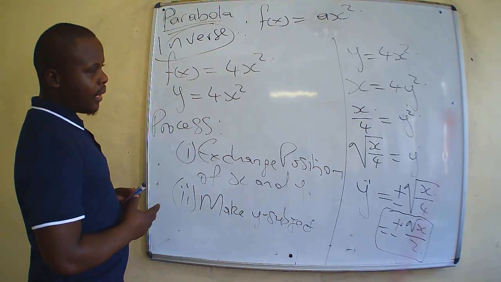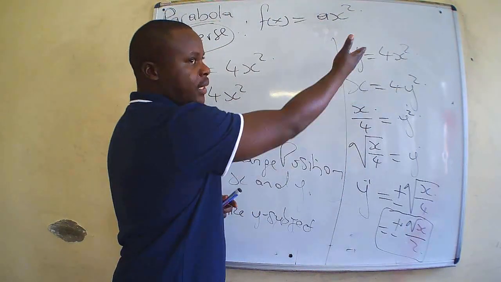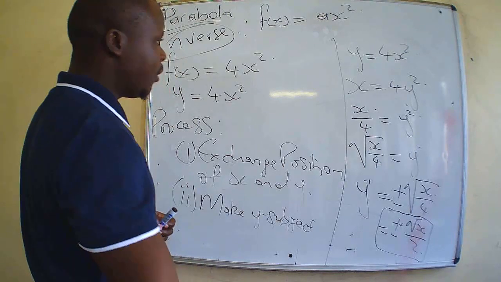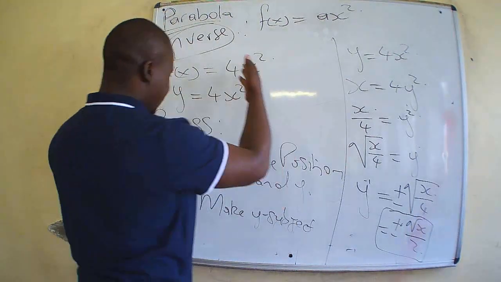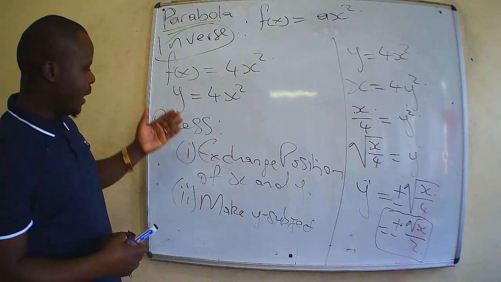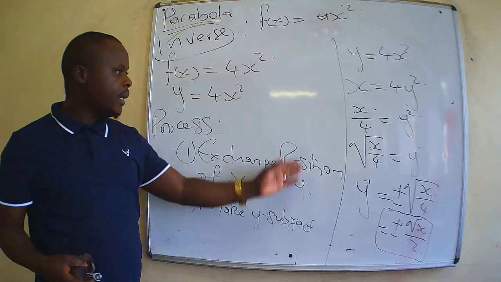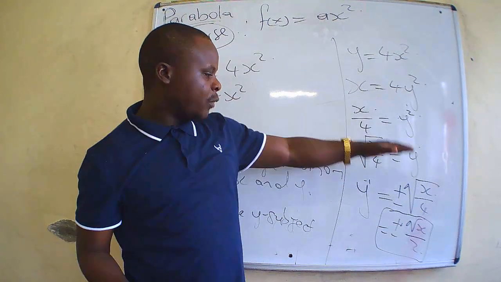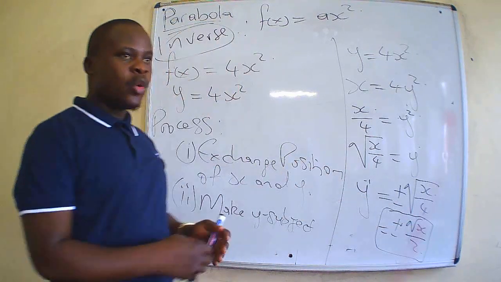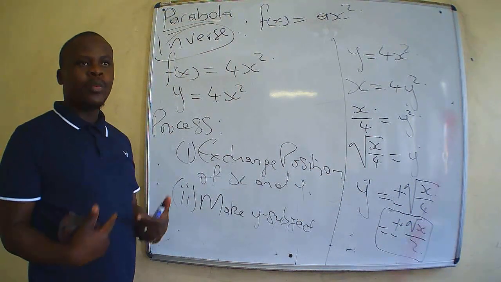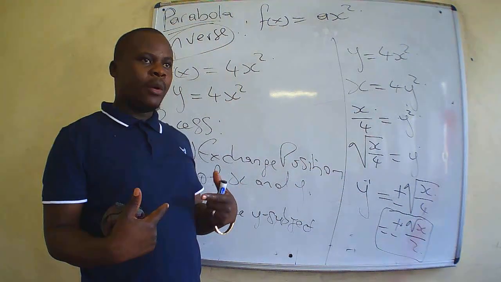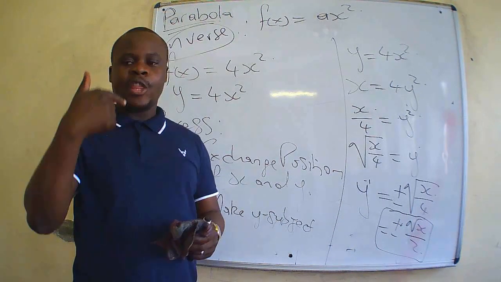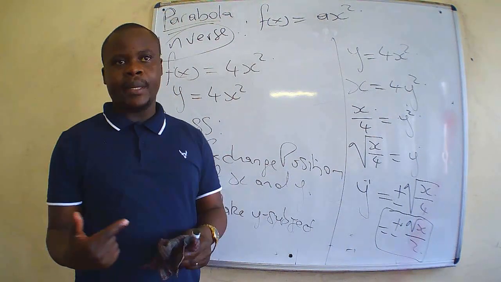So how do we then plot this inverse on a Cartesian plane? Let us continue with this. Now we know the process of finding an inverse. Exchange positions of x and y, that was step number 1. Step number 2, make y the subject. We've done that and got the answer. So we now need to understand how to put this on a Cartesian plane. How do we draw both the inverse and the original on the same Cartesian plane? Let us do that.